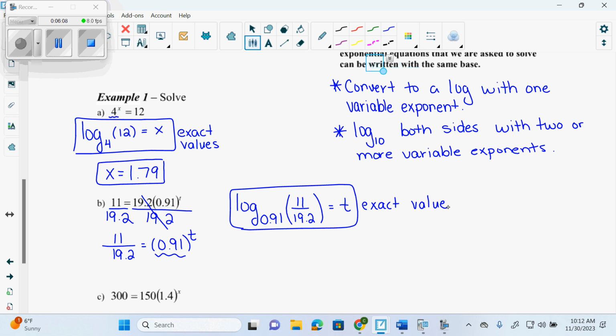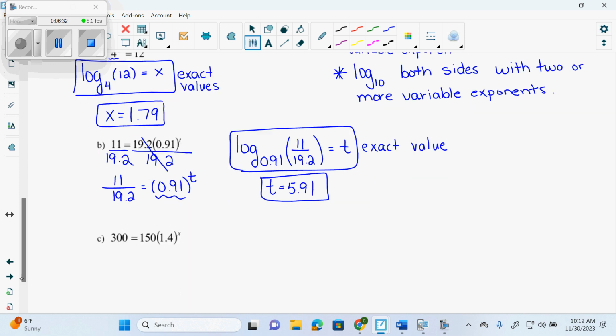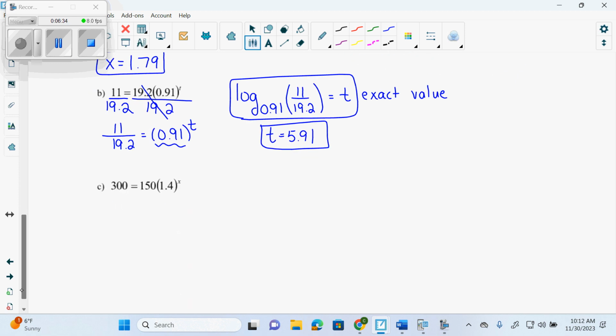Okay, so when we type it in, I just typed it in now. 5.91. So this is to the nearest hundredth, right? Hundredth. Not an exact value. So it depends on what I want.